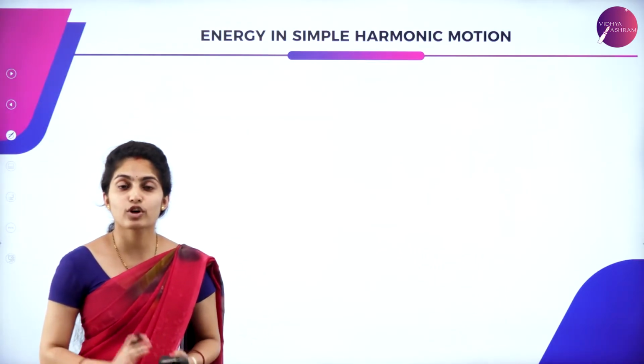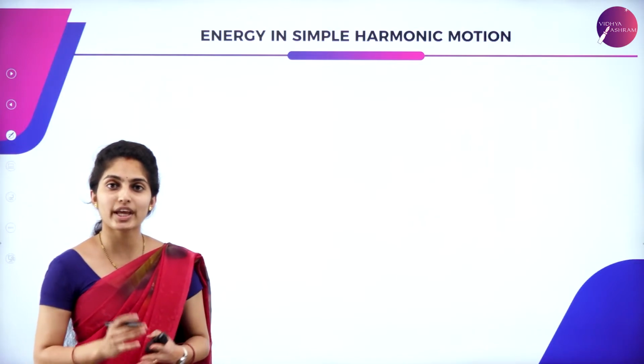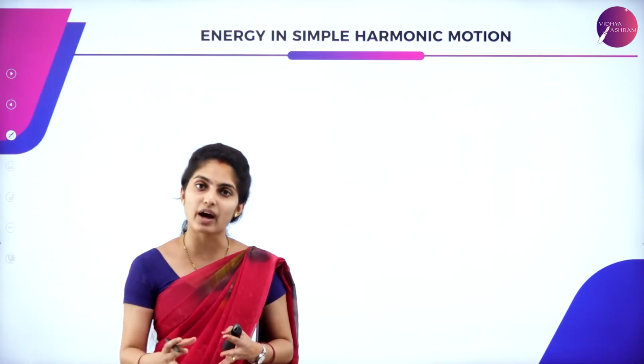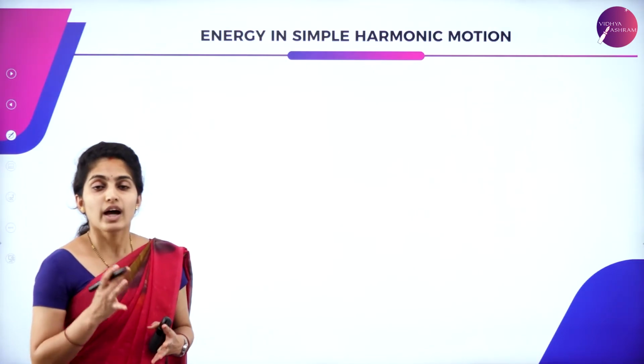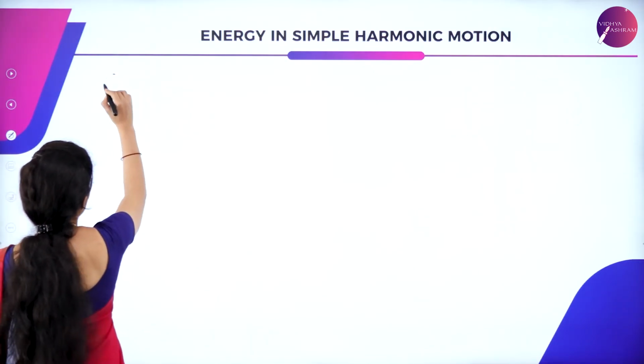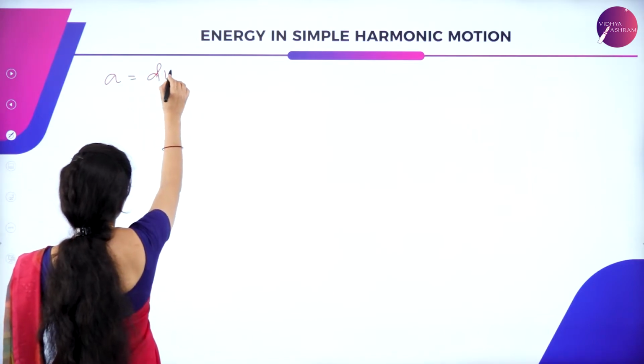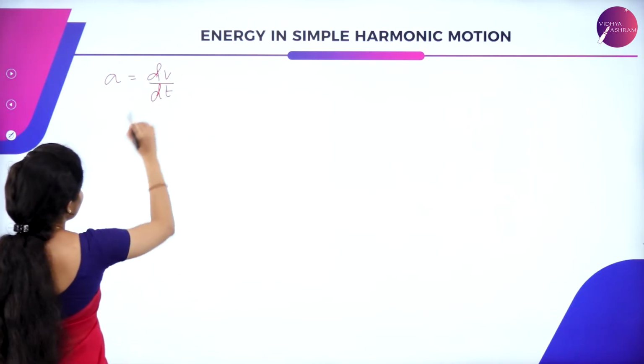So now we have got potential energy. Let us check the acceleration of the particle in order to find out the potential energy. So acceleration is given as dv by dt.